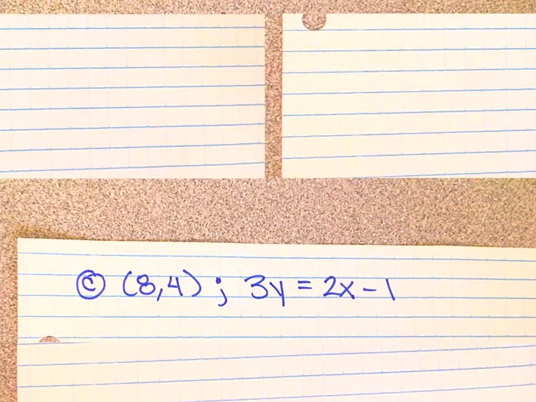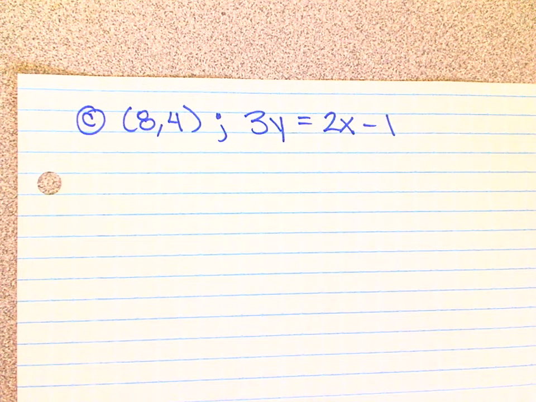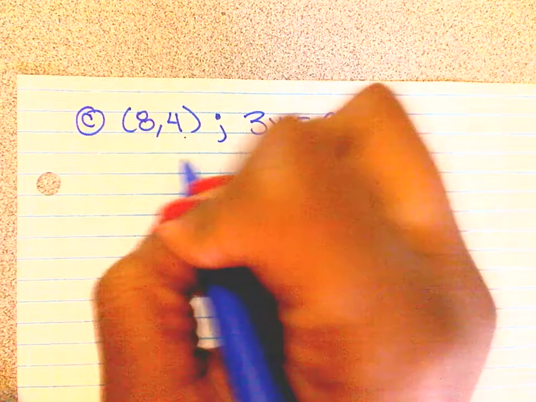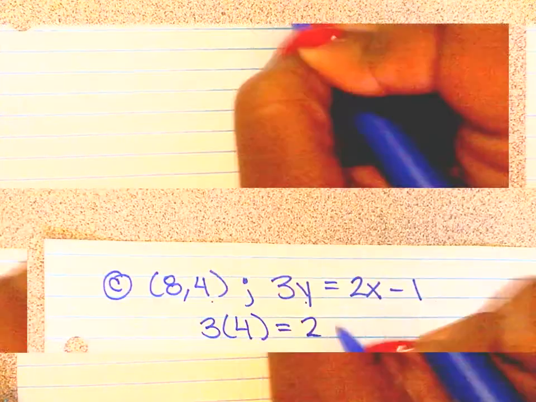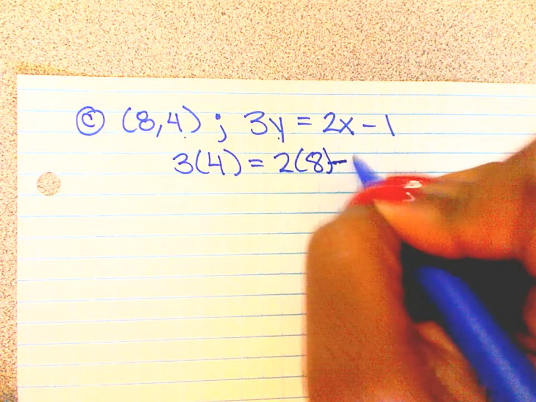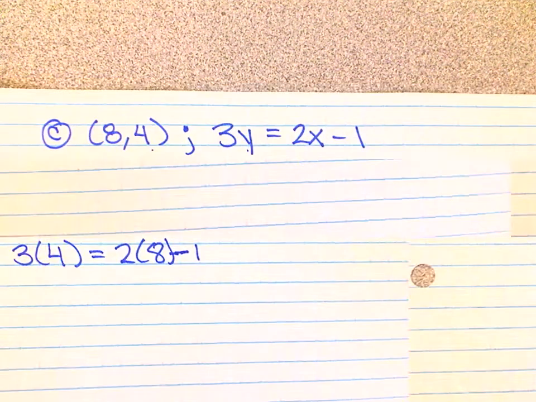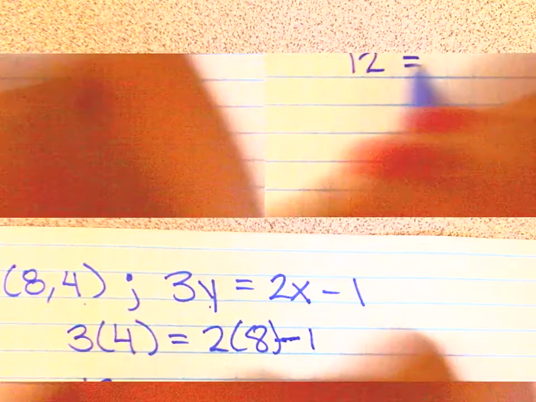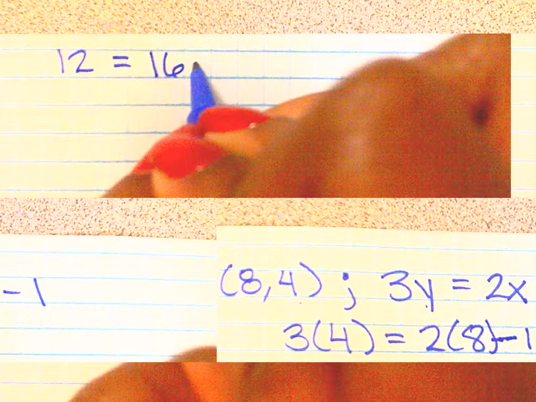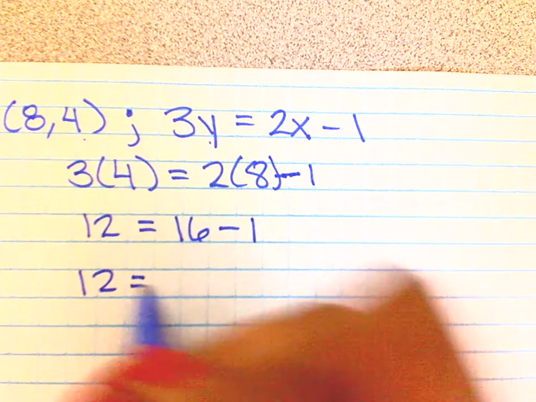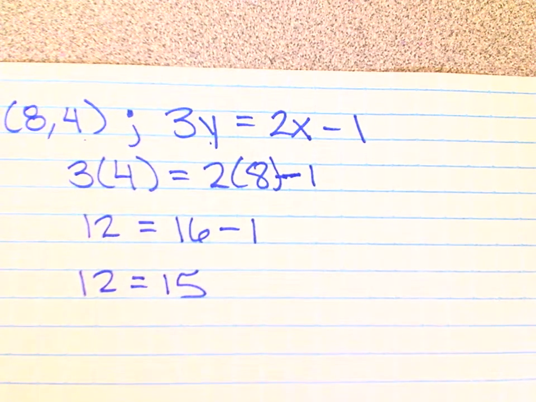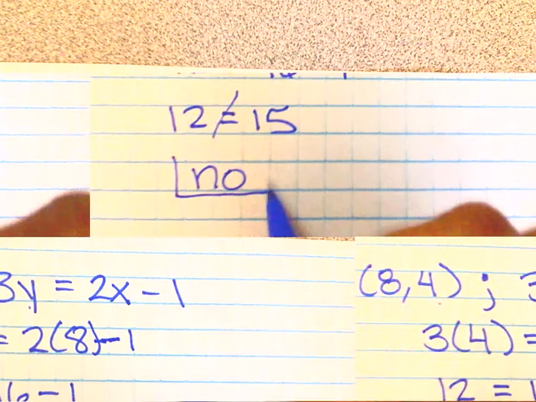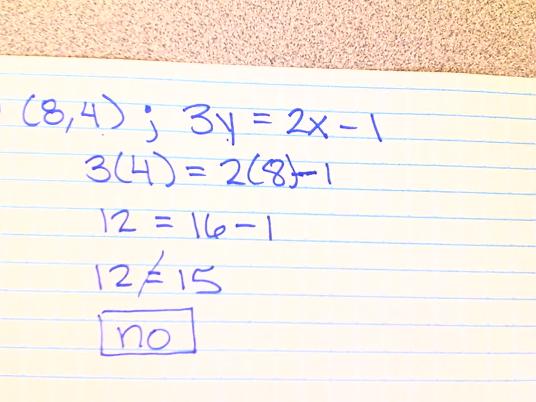Okay, let's see what happens. My smart 8th graders know that they need to plug in y with y and x with x. So I have 3 times 4, my y, equals 2 times 8, my x, minus 1. So 3 times 4 is 12, equals 2 times 8 is 16, minus 1. So 12 equals 15. Does 12 equal 15? No. So does it lie on the graph? No. That's all you have to do.